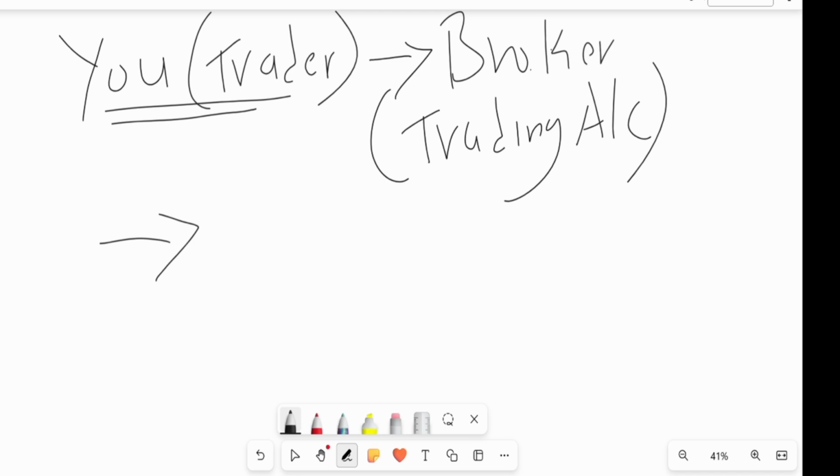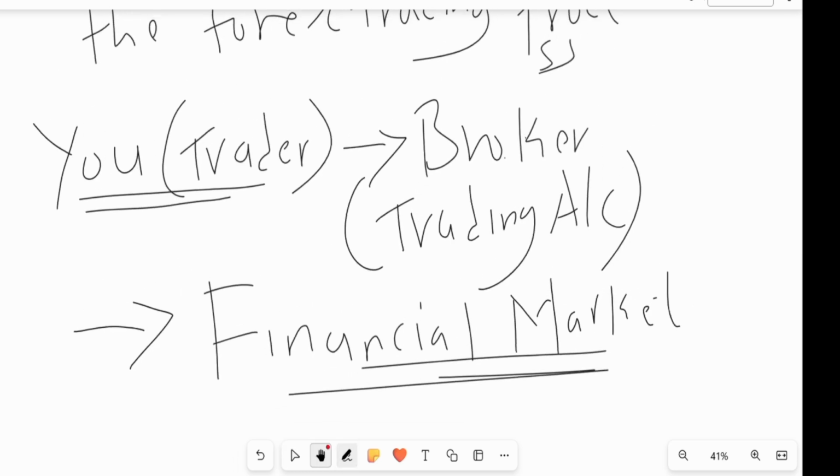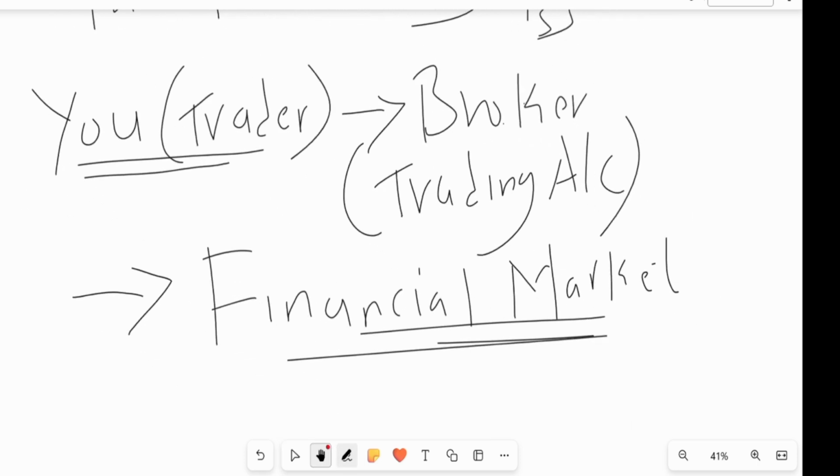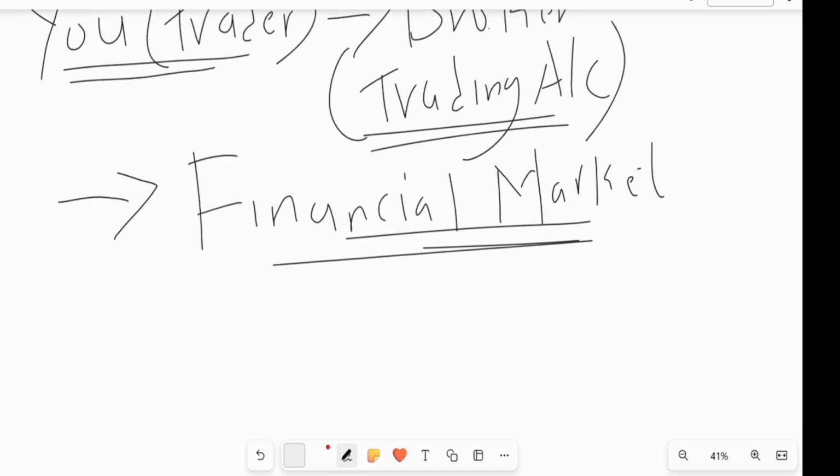And then there is the financial market. This is where the trading takes place. But since we all can't access it directly, this is where the broker comes in to bridge the gap between you and the financial market. So in other terms, you can say a broker is the middleman that connects you to the Forex market.